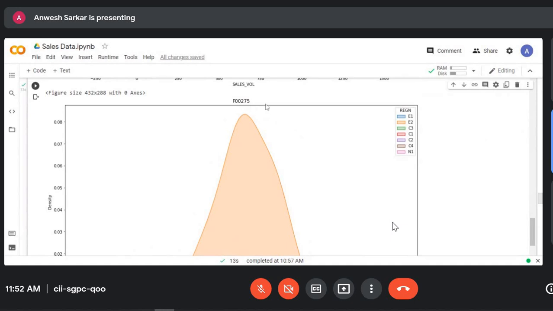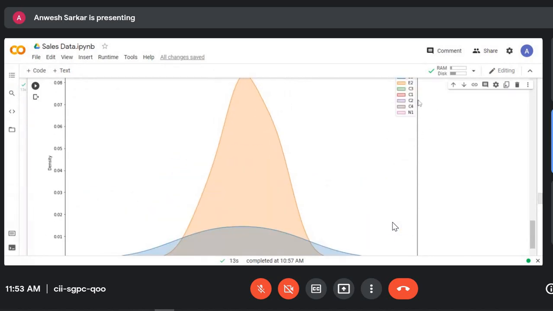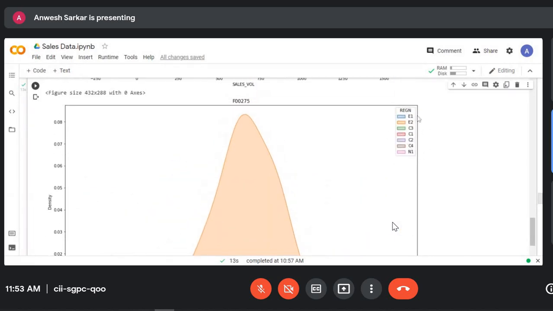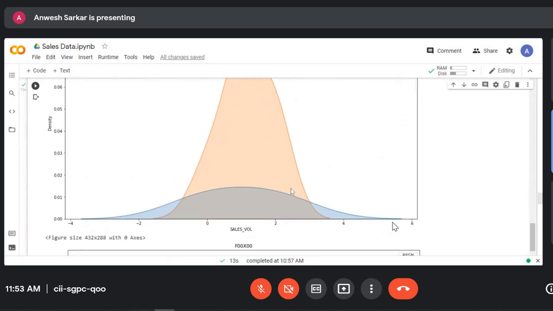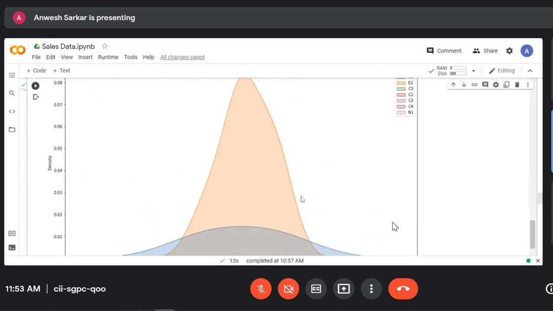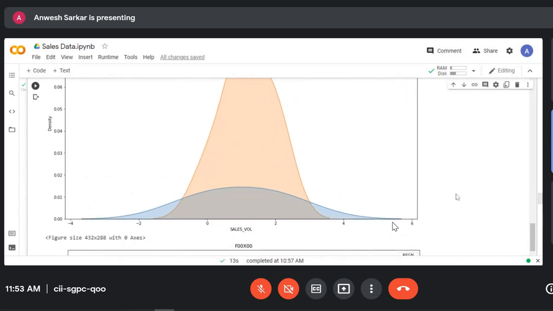For example, this code, F00275. So this product, you can see that although there is some existence in 6 or 7 regions, the majority is only in 2 regions. In fact, this is a very important point that you have noted.